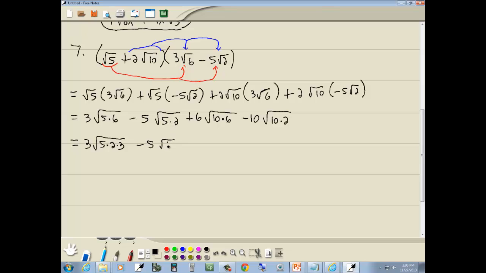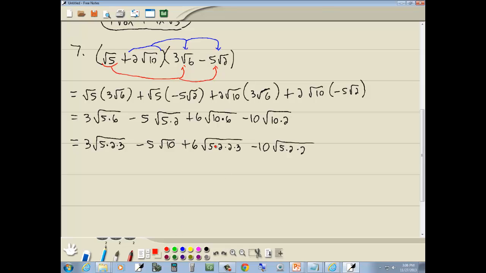So I'm going to multiply those together. 5 times 2 is 10. Plus 6. And these I can break down. 10 is 5 times 2. And 6 is 2 times 3. Minus 10. 10 I can break down. It's 5 times 2. And then this 2 carries down.